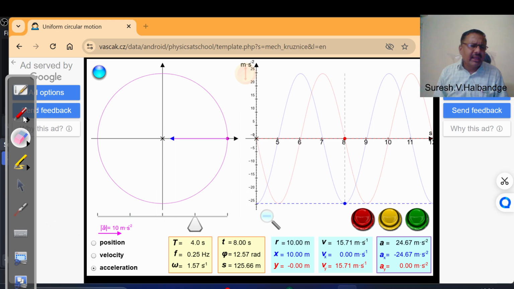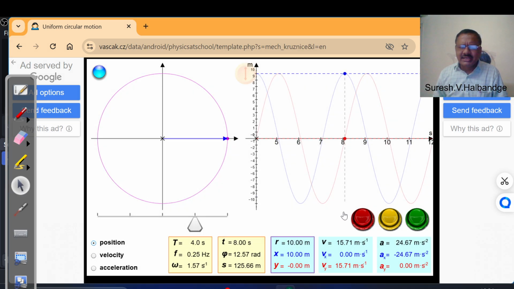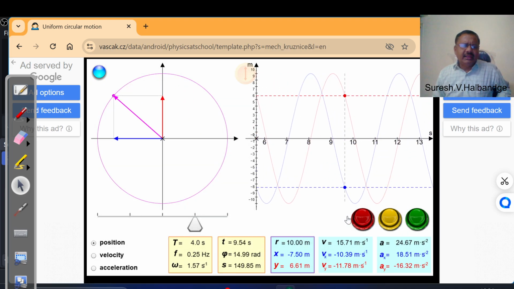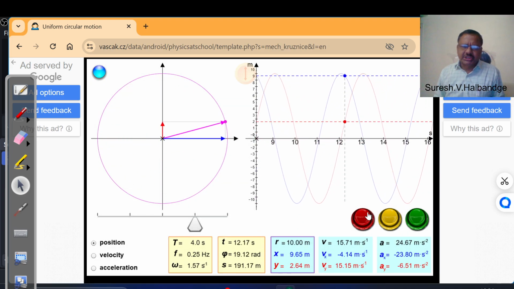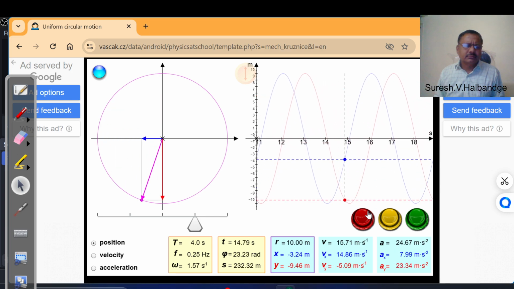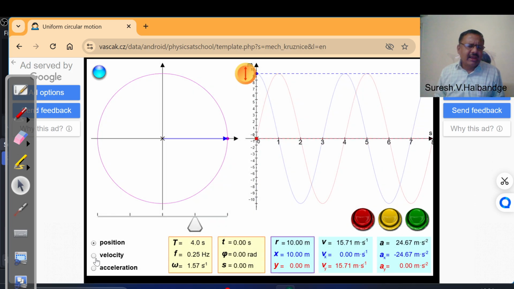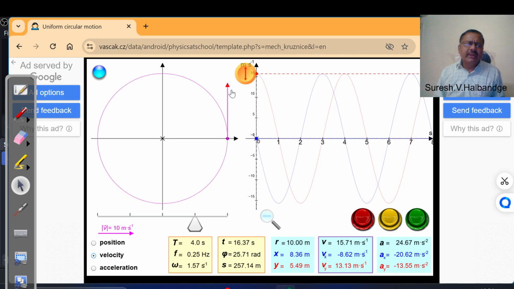Now, we shall see how the positions of the particles are. In this animation, I will tick on the position and see the positions in the three different motions. Okay, now I'll stop this. I'll click on the velocity. Now, in UCM, the velocity of the particle is tangential to the circular path. We can observe this. This is the direction of velocity in the UCM, which is always tangential to the circle. I'll start the animation and you just have a look at it.